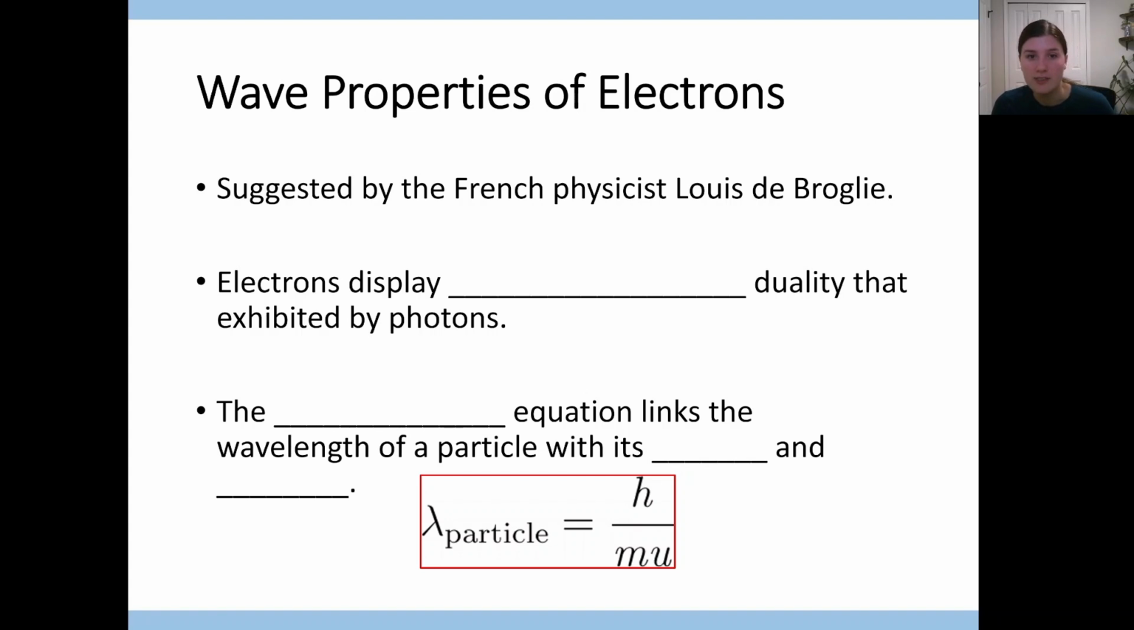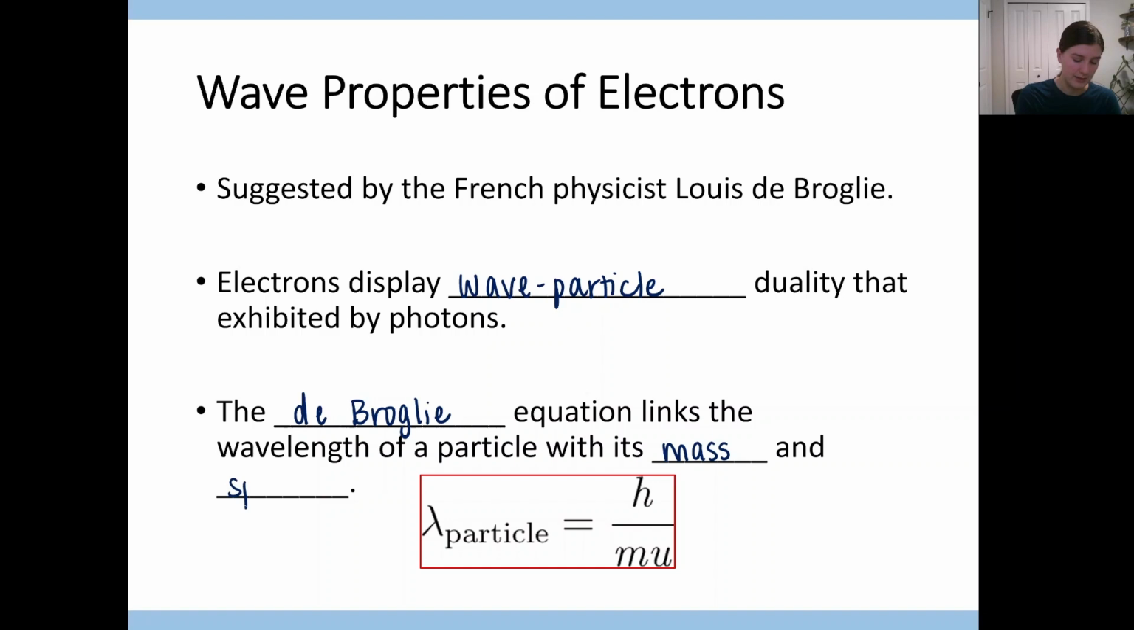A French physicist suggested this wave property of an electron. So electrons display wave-particle duality that is also exhibited by photons. And so the de Broglie equation links the wavelength of a particular particle with its mass and its speed.